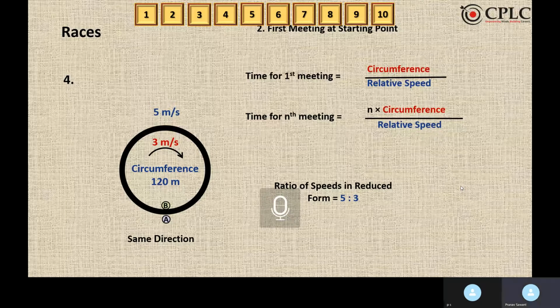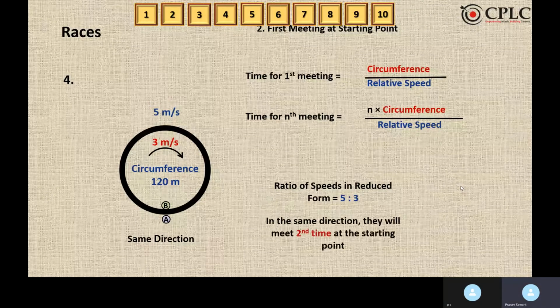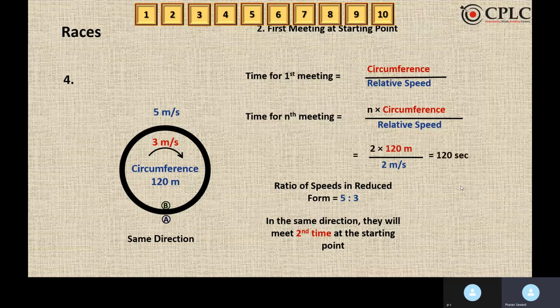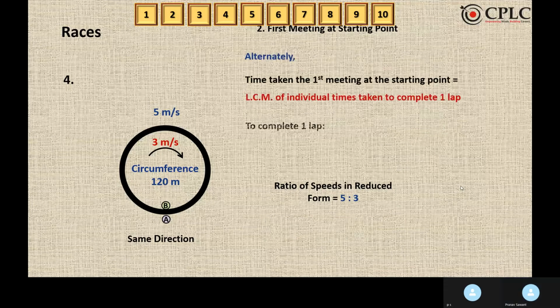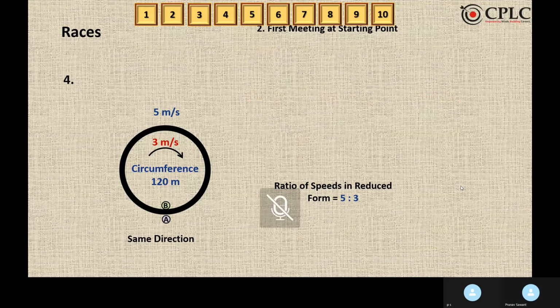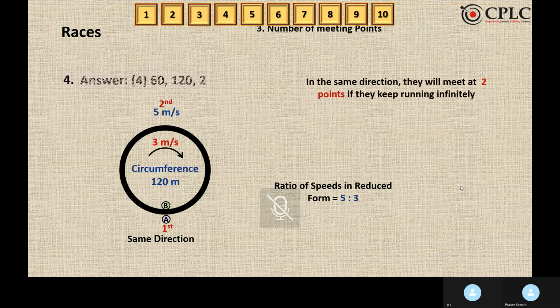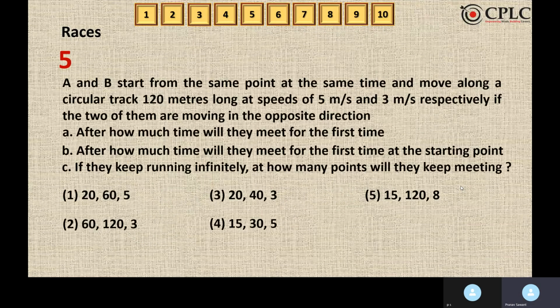So the value of n over here would be 2. So 2 into 120 by 2 is the answer. So that is 120 seconds. And the answer to the third question is 2. So option 4 is the answer, that is 60, 120 and 2. Moving to the next question.